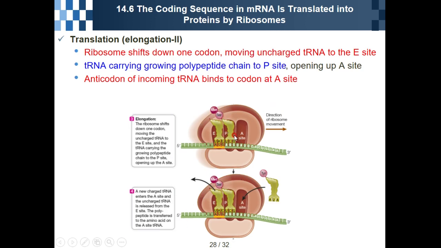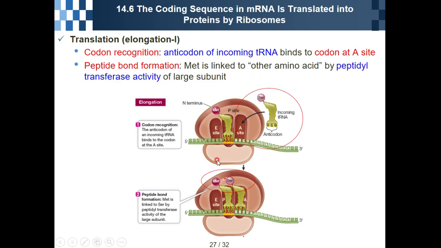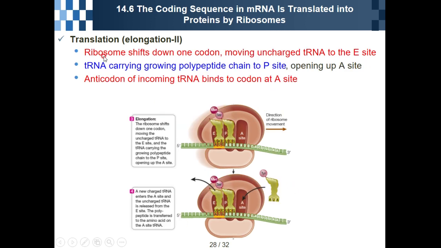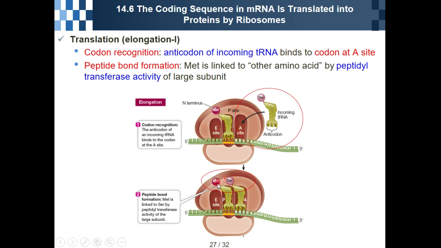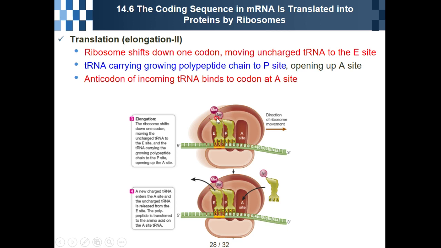After that, peptide transfer happens. After that, the ribosome moves. The ribosome shifts down one codon, to the next codon. The amino acid is transferred to the serine. So the P site has the empty tRNA, with no amino acid, and the A site has methionine-serine. After that, the ribosome moves one codon. In this case, the uncharged tRNA is located in the E site. And the P site has the tRNA with methionine-serine.